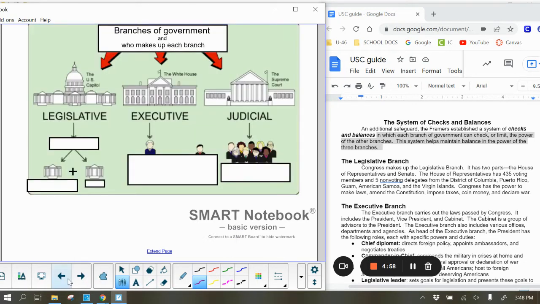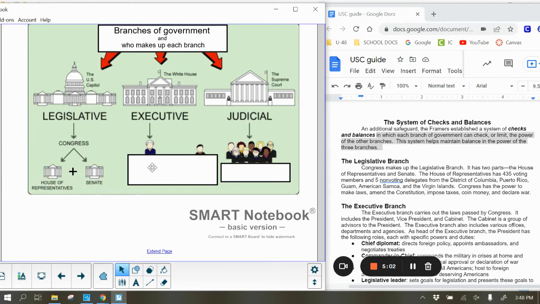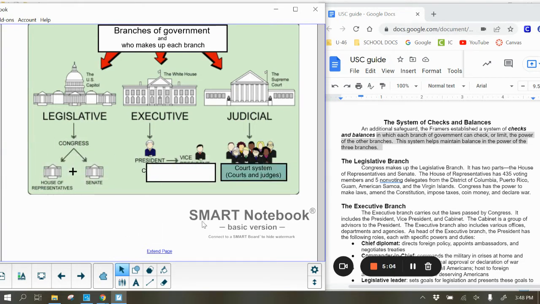Okay, so I will rewind again here to show you the answers. The legislative branch is made up of Congress. The House of Representatives and Senate together make Congress. The executive branch is the president, the vice president, and cabinet members. And the judicial branch is the court system, which is courts and judges.